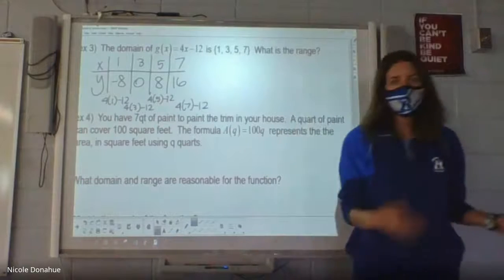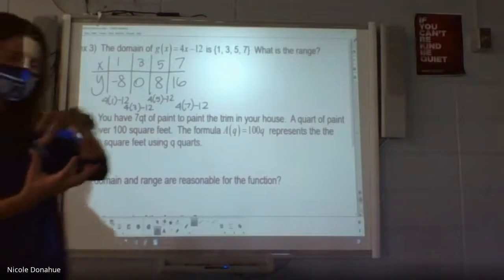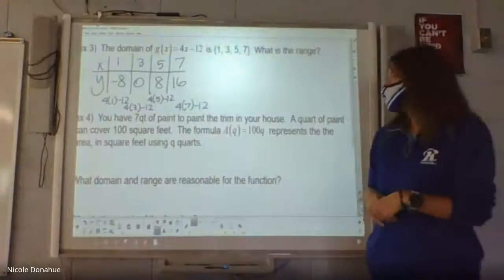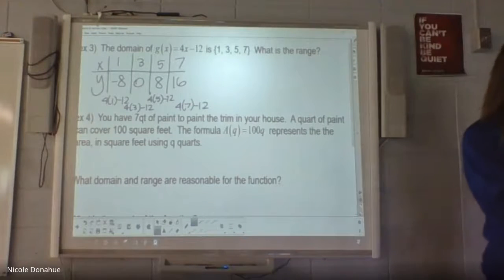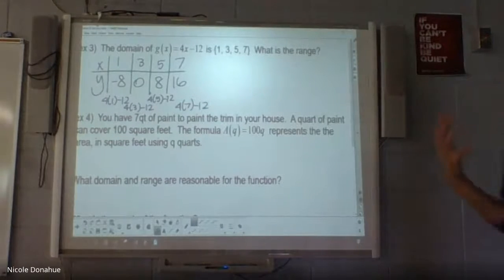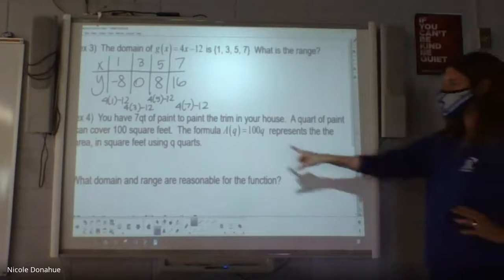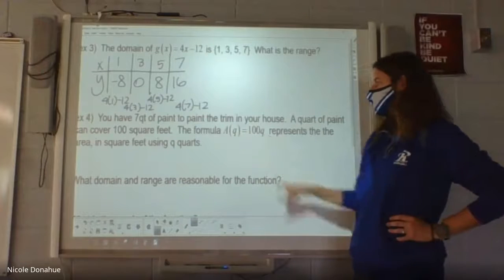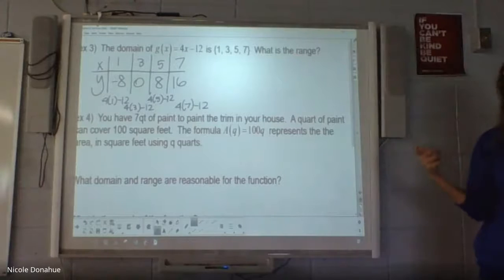Okay, this last question. Make sure you follow along with me, because this is where the idea of domain and range is actually useful and maybe a little bit applicable. It says you have 7 quarts of paint to paint the trim in your house. So like little buckets of paint, 7 quarts. A quart of paint can cover 100 square feet. Usually on the little bucket, it'll tell you how much it can cover, so you're not buying crazy amounts of paint for your house. The formula is area, A, equals 100 times Q. So every time you use a quart, you're painting 100 square feet.